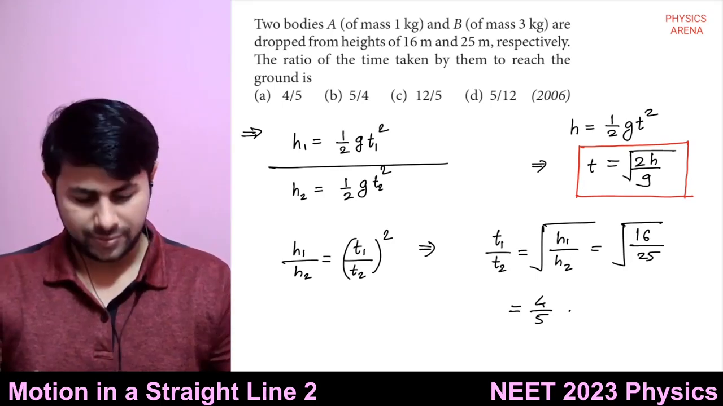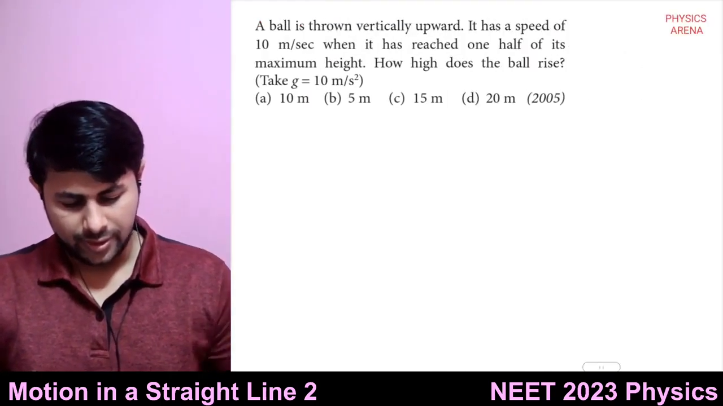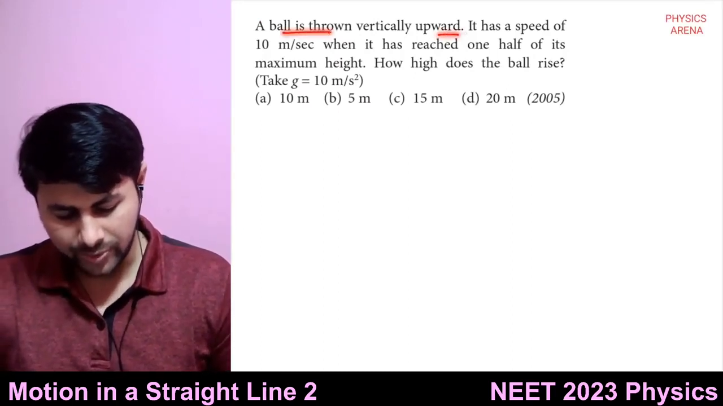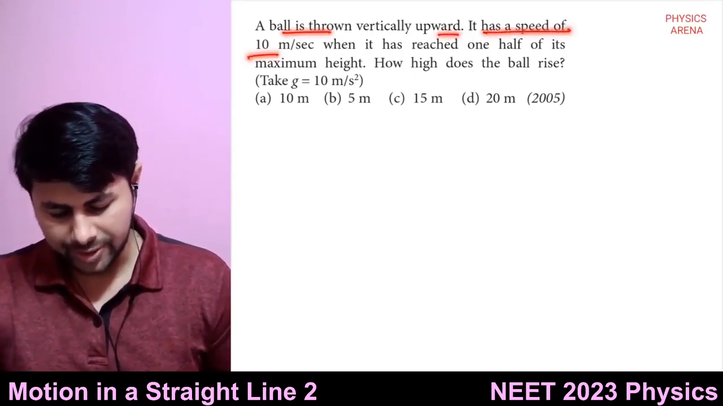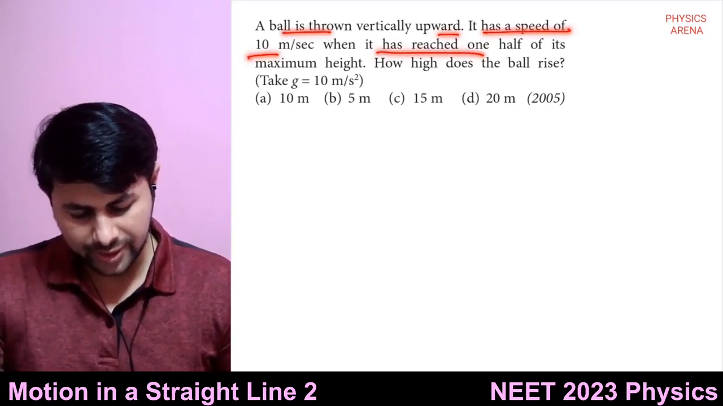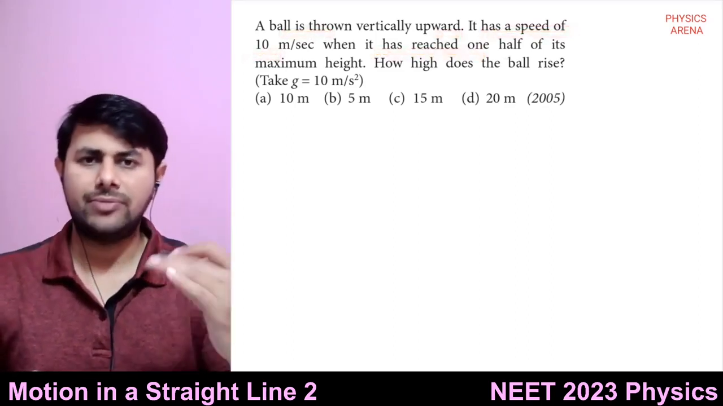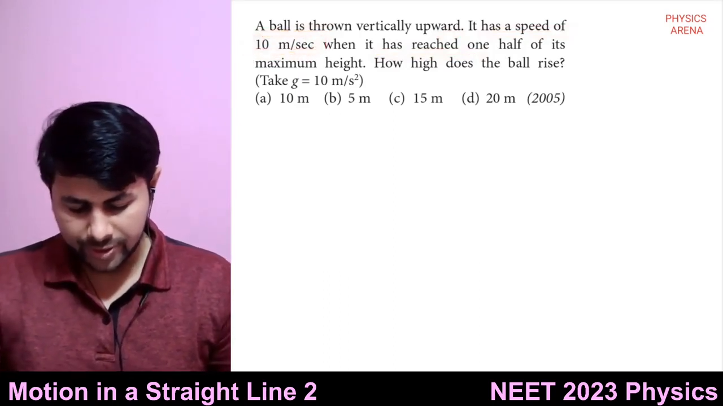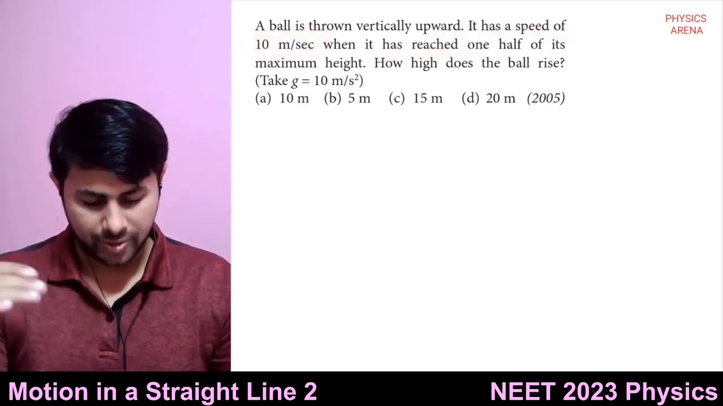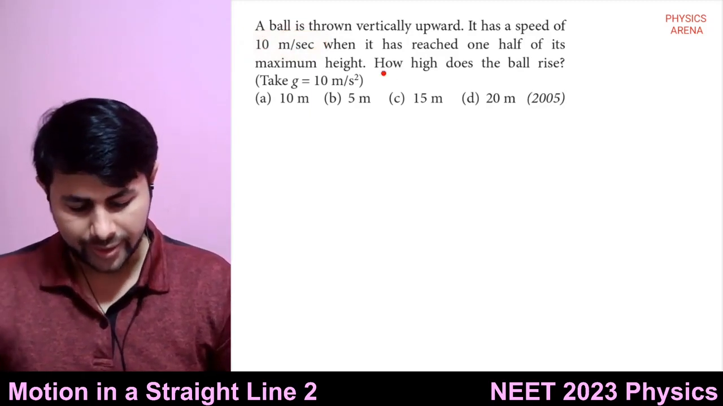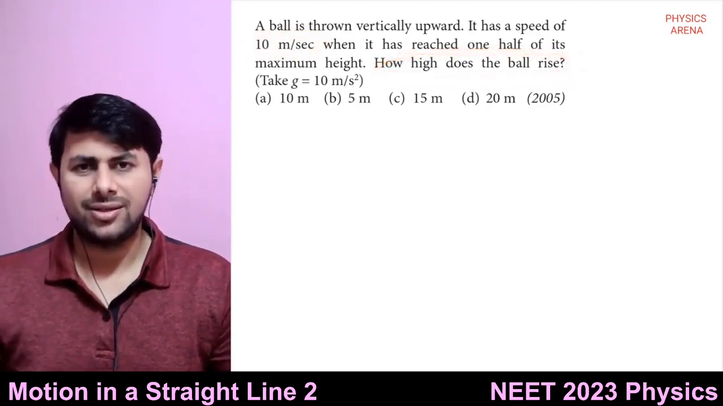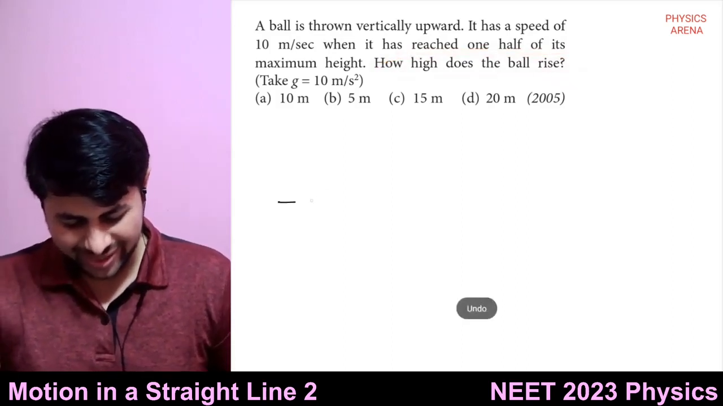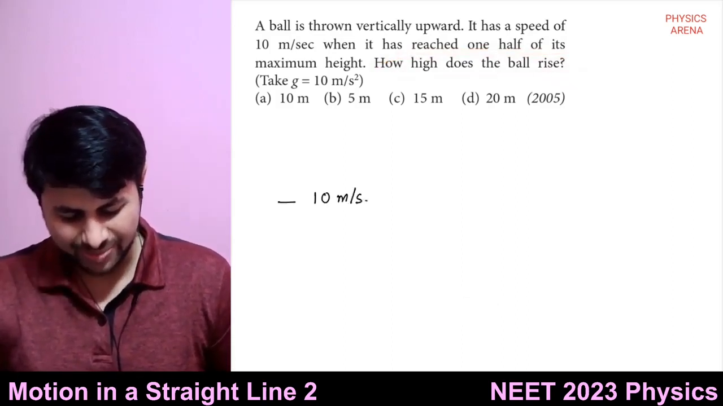Okay, let's move on to the next question. A ball is thrown vertically upward. It has a speed of 10 meters per second when it has reached one half of its maximum height. How high does the ball rise? This is the question. So the ball reaches this height and it has got 10 meters per second speed.